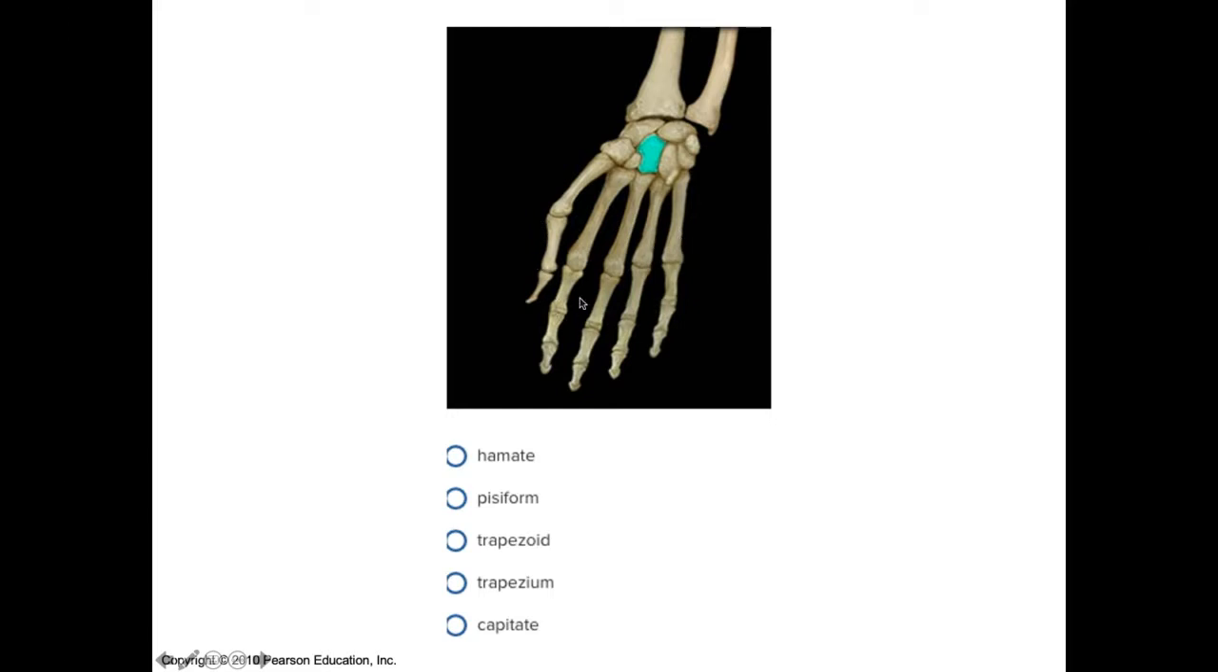The phalanges are distal to that, and digits 2, 3, 4, and 5 have a proximal, middle, and distal phalange. The thumb doesn't have a middle. It only has a proximal phalange and a distal phalange. There is no middle phalange of the thumb.